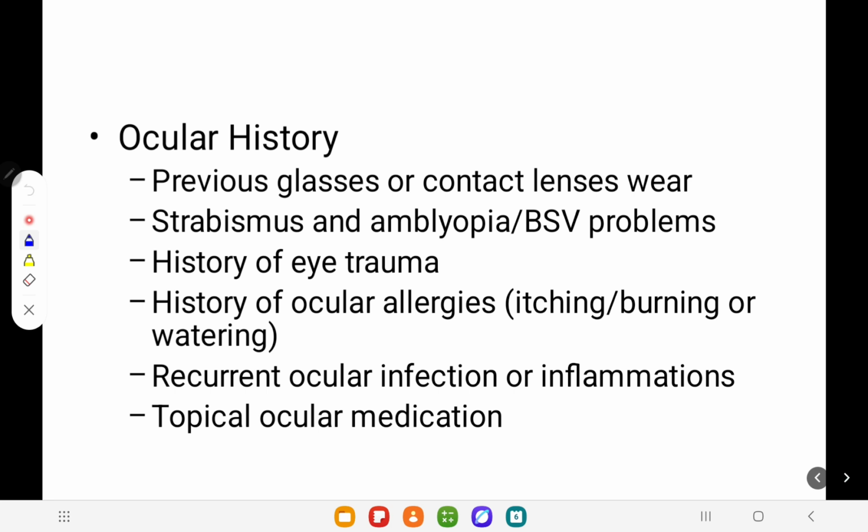Yes. So ocular history, what are we talking about? Ocular history: previous glasses, contact lens wear. Definitely previous strabismus, amblyopia, or any surgery done, or history of eye trauma, or history of ocular allergies is very important. And recurrent ocular infection or inflammation, is there any recurrence? For example, recurrent epithelial erosion, then we must think about therapeutic contact lenses, not other contact lenses, for example not corneal contact lenses. Yes, topical ocular medication, is there continuous use, for example in glaucoma? Yes, if they're using anti-glaucoma medications, that is very important.